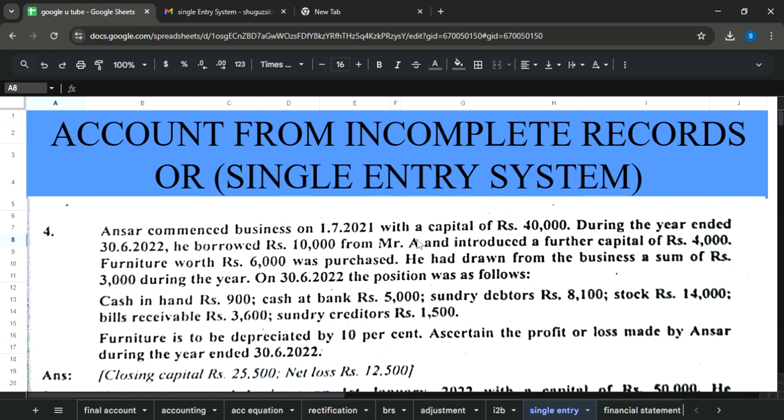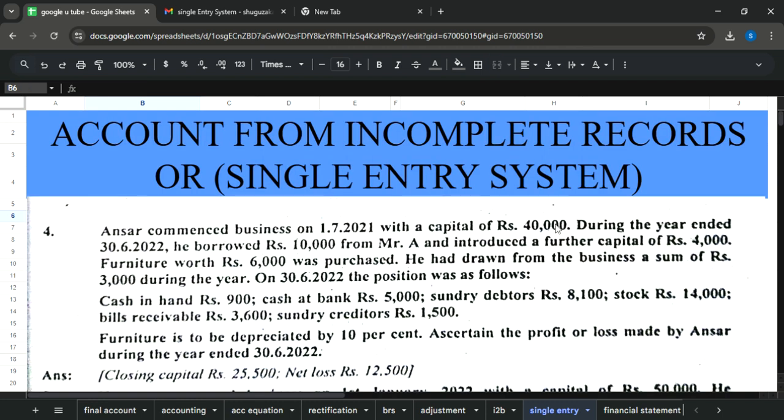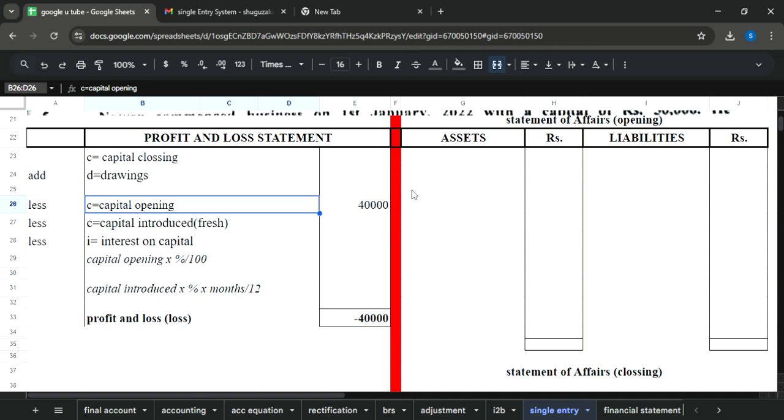While in our book, this opening capital is already present. It means you do not need to make this opening statement. Directly come over here and 40,000 of capital would be written in front of the opening statement. So what does that mean? You do not need to make any statement. Okay, 40,000. So this was your opening capital. Once again I'm telling you that opening capital 40,000 was given, so you do not need to make this opening statement. Directly write the answer of opening capital in the profit and loss statement. Let's see what next is.